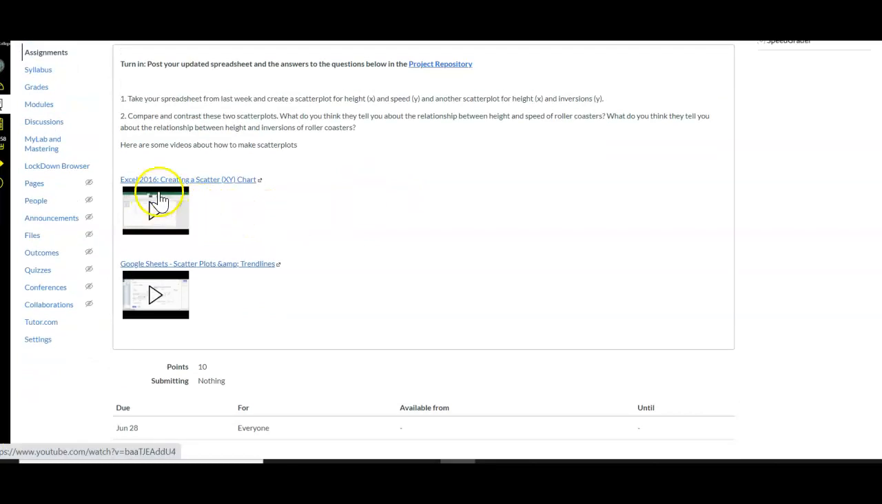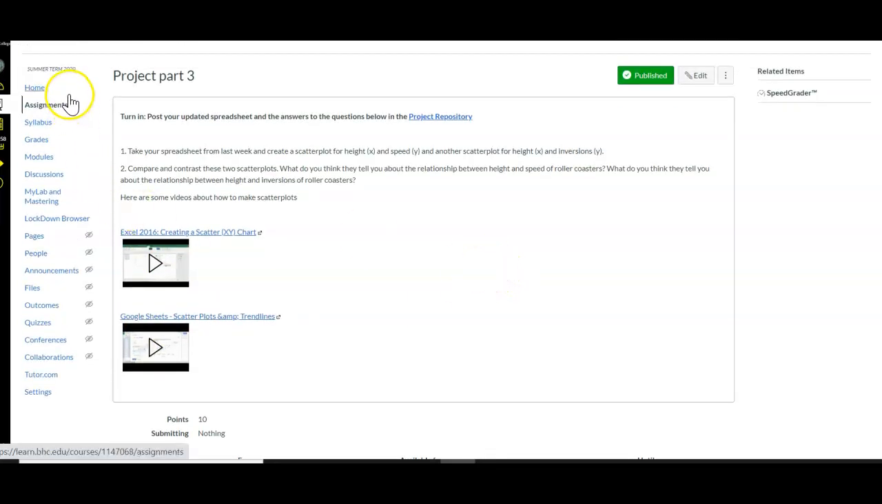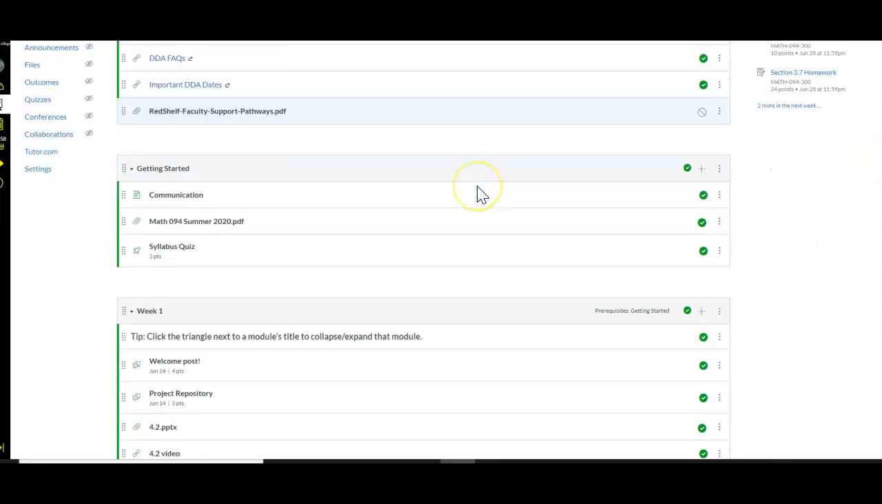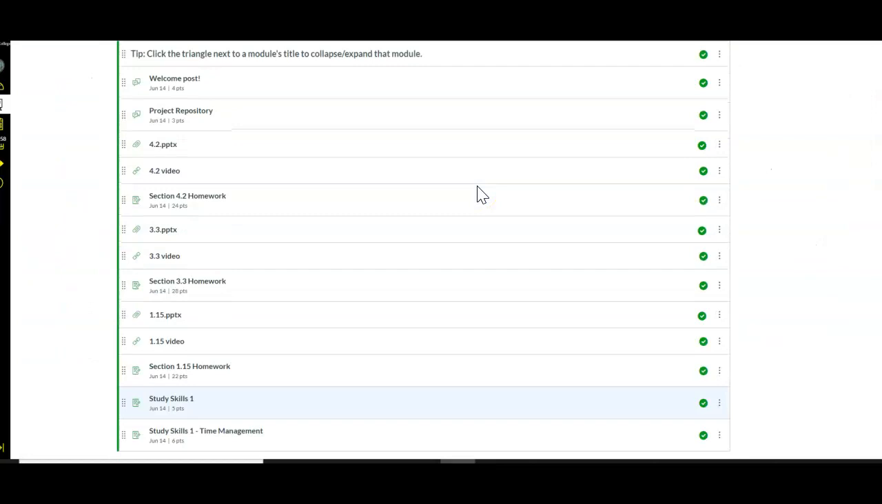And then I included some videos here on making scatter charts and plots in Excel or Google Sheets, depending on which one you're using. So that shouldn't take a huge amount of time, but you might learn something you haven't done before. Not 100% sure.